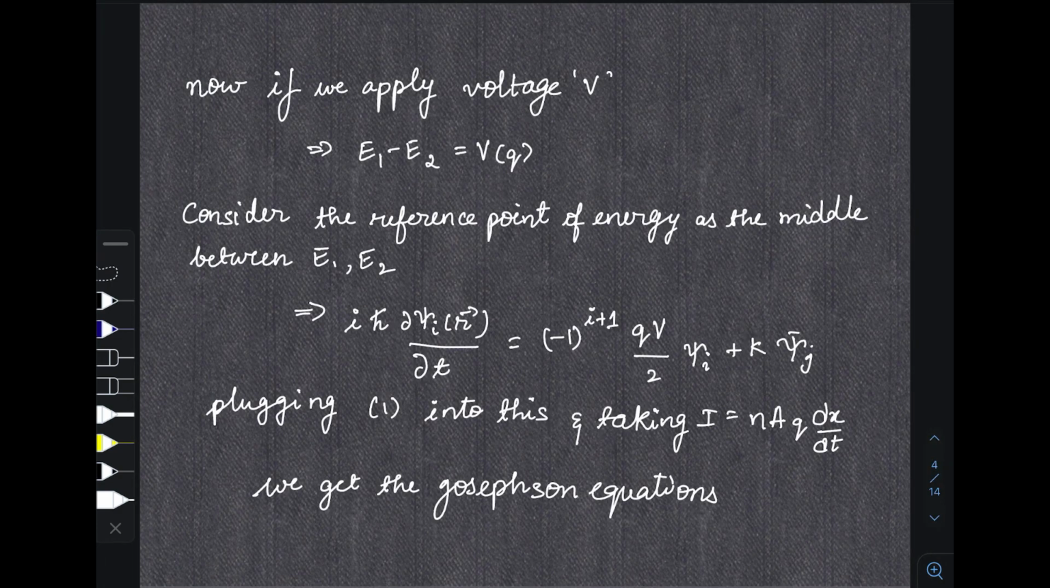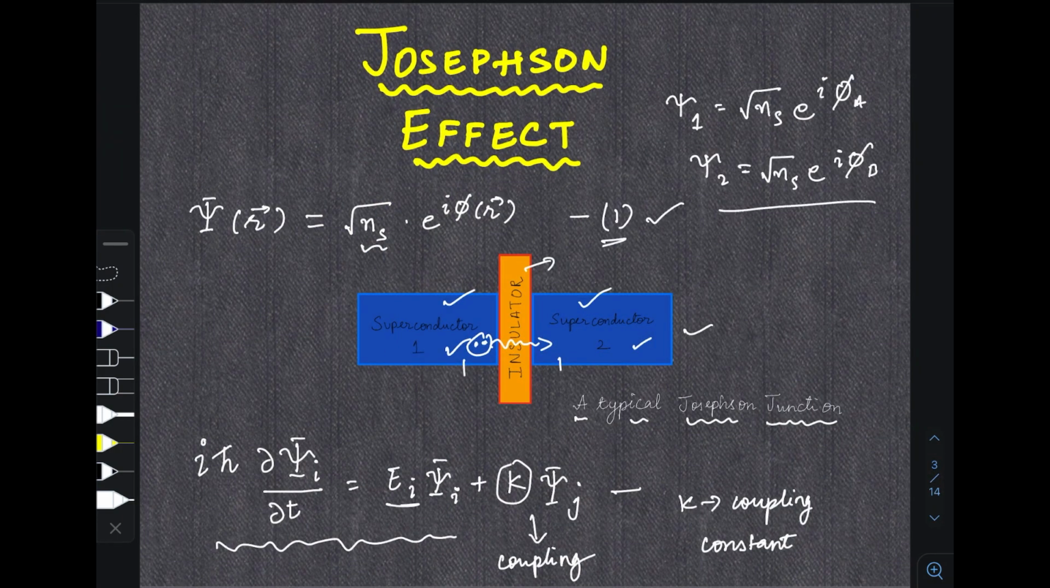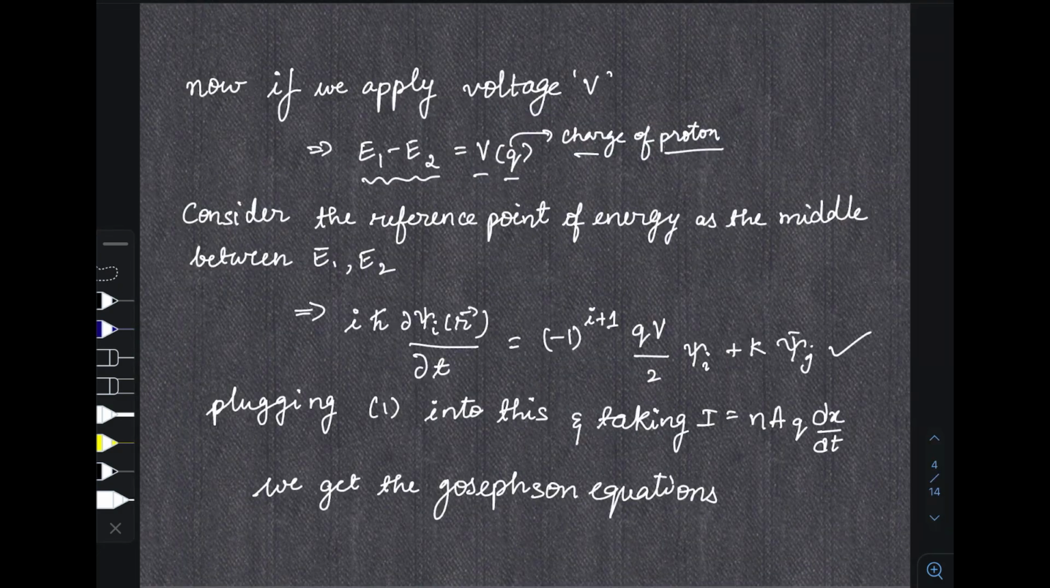Now, if we apply a voltage V across the Josephson junction, we can very easily say that E1 minus E2 will be V times Q, where Q is the charge of the Cooper pair. And then considering the reference point of energy as the midpoint of E1 and E2, we can modify the Schrodinger equation into something which looks like this. Now if we plug in equation 1, that is these two equations that we got, into this equation and further do some simplifications, we get the Josephson equations.